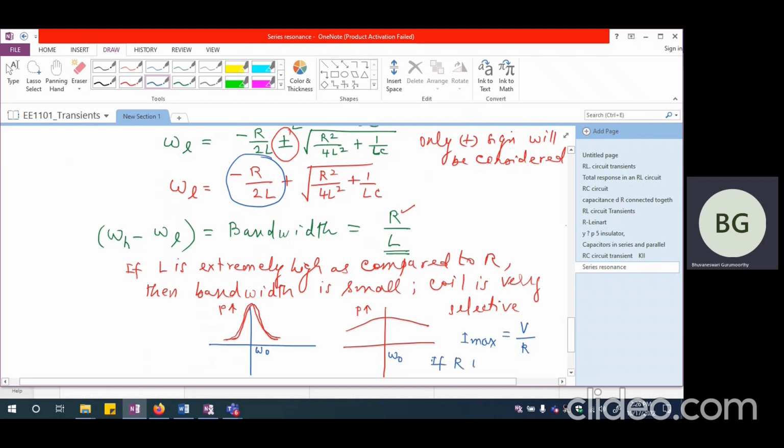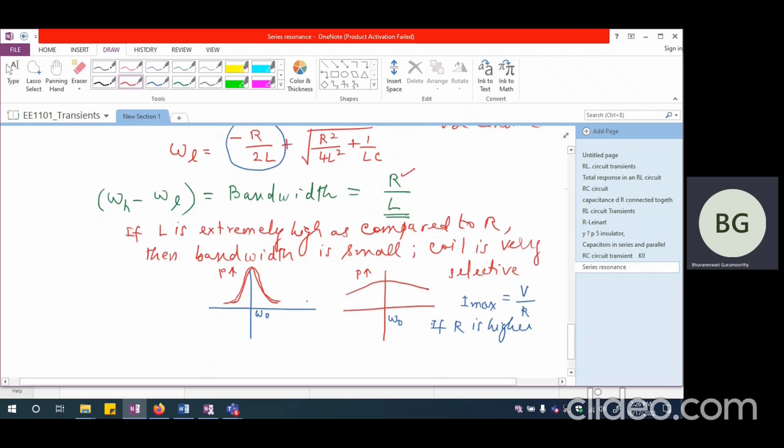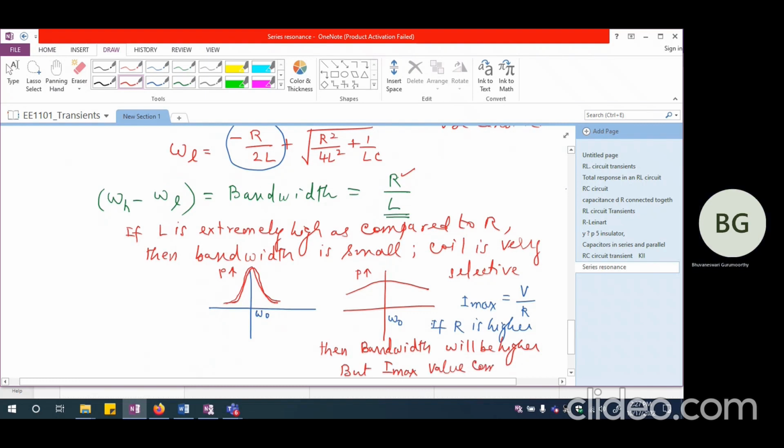If R is higher, then the bandwidth will be higher, but the Imax value comes down. That is not going to be of perceivable value because the resistance itself is going to bring down the current drastically.